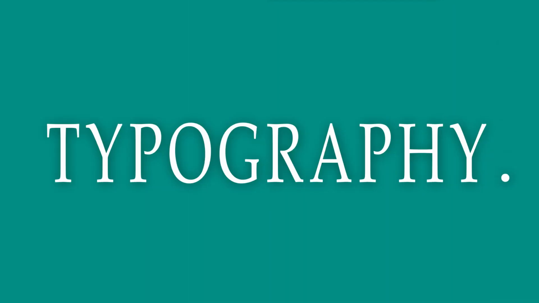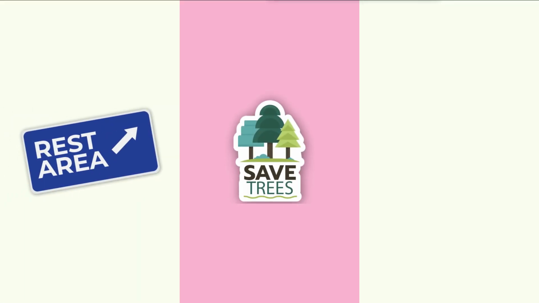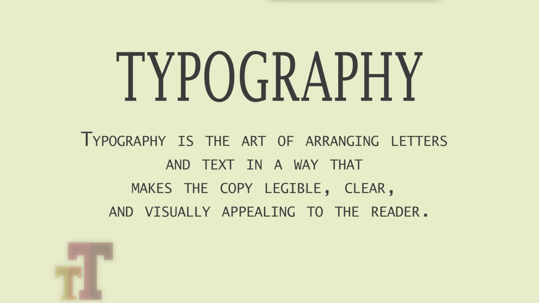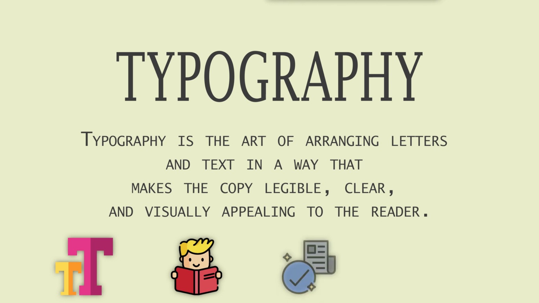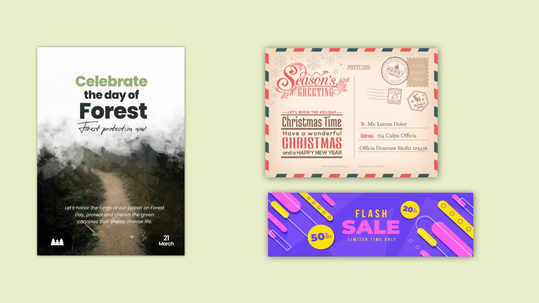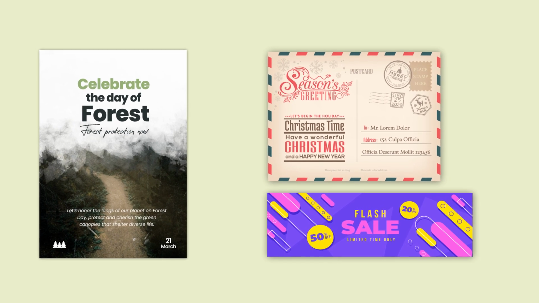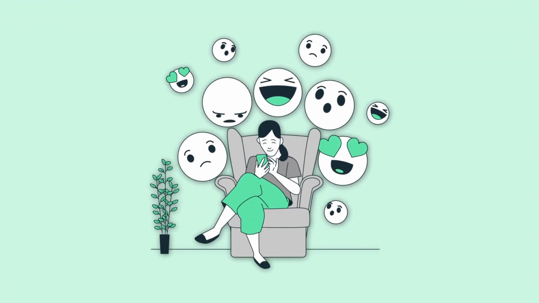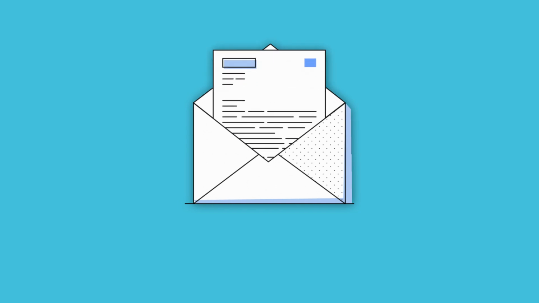Typography. We see it everywhere. Typography is all around us. In the books we read, on websites we browse, street signs, stickers, and products we use. Typography is the art of arranging letters and text in a way that makes the copy legible, clear, and visually appealing to the reader. Typography involves font style, appearance, and structure, which aims to elicit certain emotions and convey specific messages.